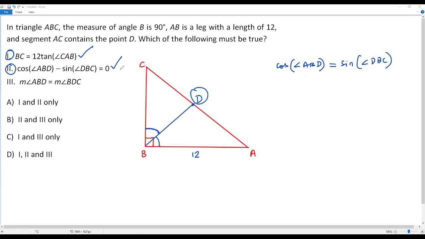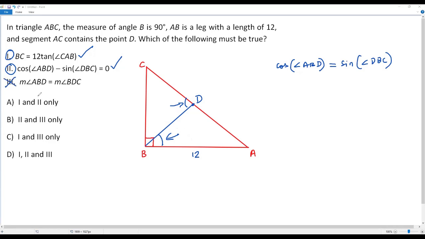Okay, now let's verify the third statement. Measure of angle ABD and measure of angle BDC are equal. How do we verify this one? First, let's look at the measure of angle ABD. So ABD is over here. And now let me look at the measure of angle BDC. BDC, it is over here. And the third statement says that this angle and this angle are equal. But we don't have enough evidence to decide these two angles are equal. Since we don't have enough evidence to conclude this one as true, we can reject this one.